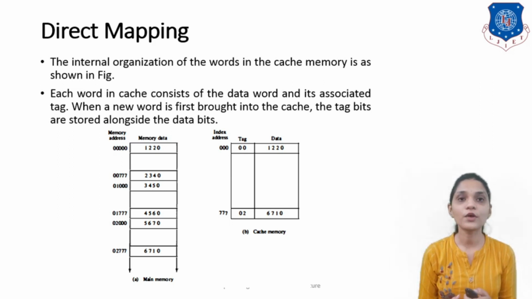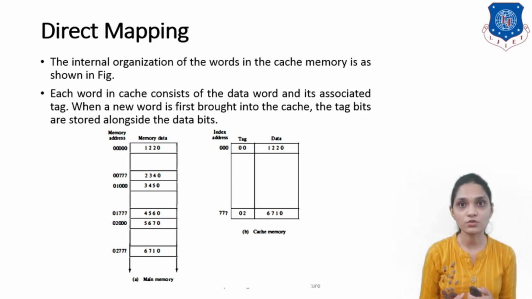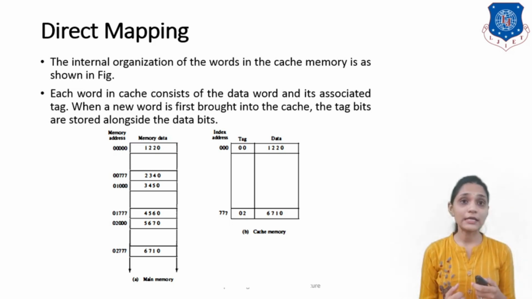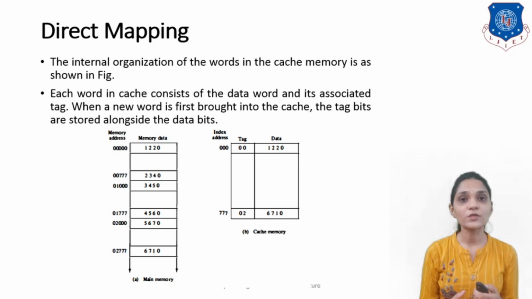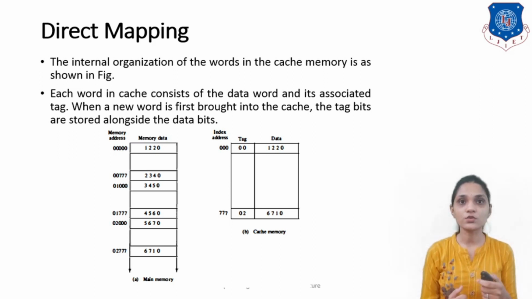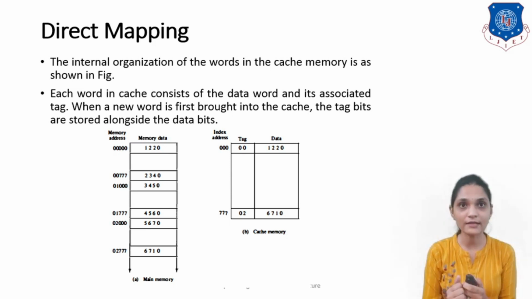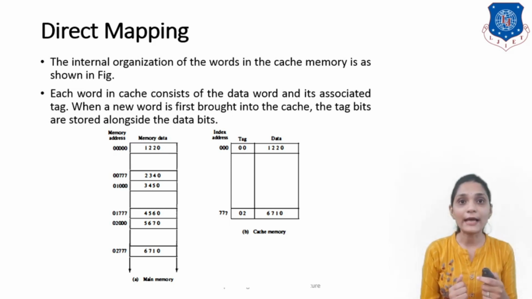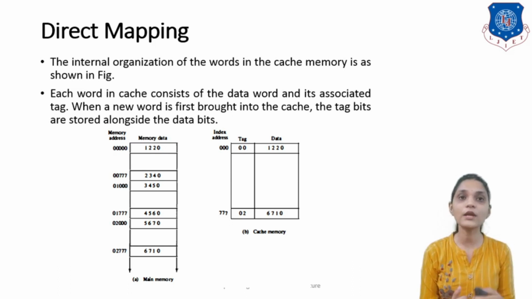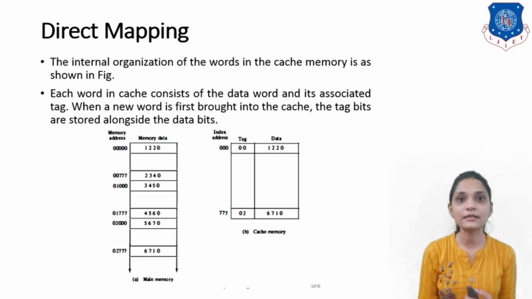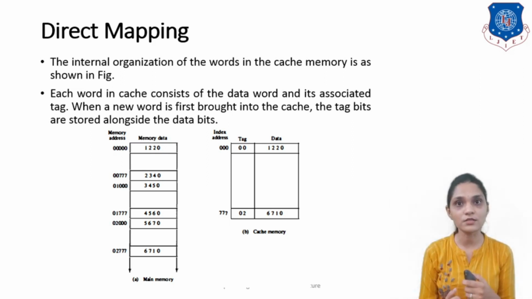For example, if you have content at location 00000 as 1220, while storing it into the cache, it is going to be stored at index location 000, that is the least significant 9 bits of your main memory address, and it is stored as a tag and after that data. So for that location the tag is 00, so first tag 00 is stored and then its data, that is 1220, is stored.